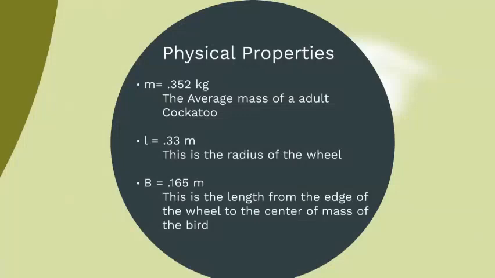There are also assumptions we make about the physical properties of the system. First, the mass of the cockatoo is assumed to be 0.352 kilograms, which is the average mass of an adult cockatoo. Second, the radius of the wheel, which is modeled by L, is assumed to be 0.33 meters, which is a pretty normal length for the radius of a bicycle wheel. The distance from the cockatoo's feet to its center of gravity is assumed to be 0.165 meters, which is half the height of the average adult cockatoo.